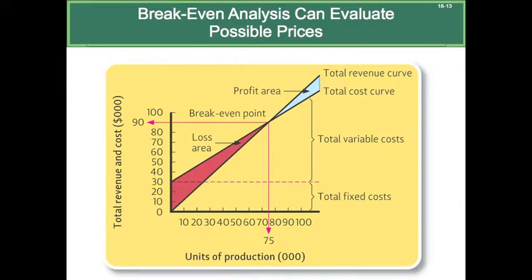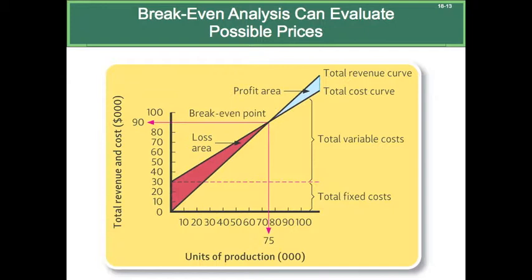Here's an example of break-even analysis. This is a technique that's often used to evaluate alternative prices. In this graph, the horizontal axis shows units of production, and the vertical axis shows dollars of revenue and cost. And you can see that we have basically two linear functions. We have a total revenue curve, which is simply price times quantity. And then we also have a total cost curve.